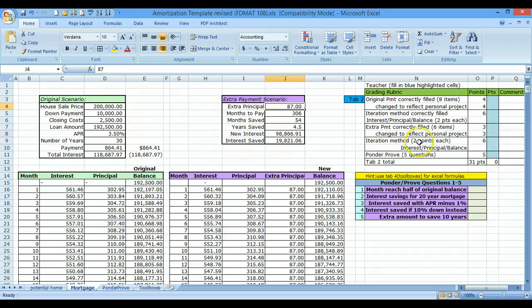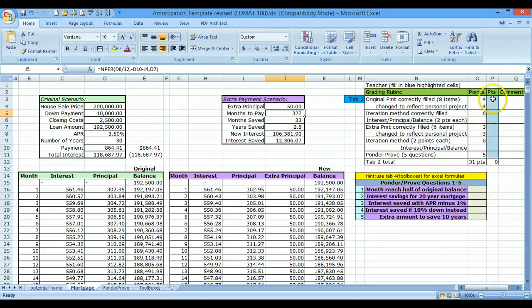Then over here you need to change your extra principal. So those 3 cells I'm going to be looking for, making sure that you change them to personalize it to you. If you leave this $87, I'm going to take off points. So change it to something, let's say $95, or things are a little tight, let's only put 50. It's up to you, but those 3 things need to change.